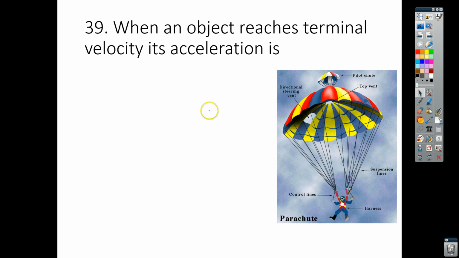The next one is number 39. And this one basically says when an object reaches its terminal velocity, its acceleration is equal to 0. And that's because the force pulling him down is the same as the force of the parachute pulling him up. So this is the same thing as this one. This one's negative, so we'll just put a little negative sign in there. But F minus F is going to give us no net force, which means that the acceleration is 0.